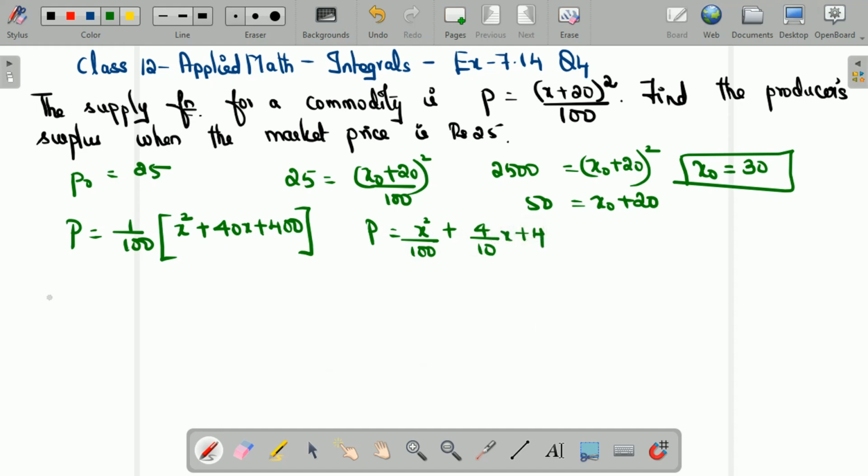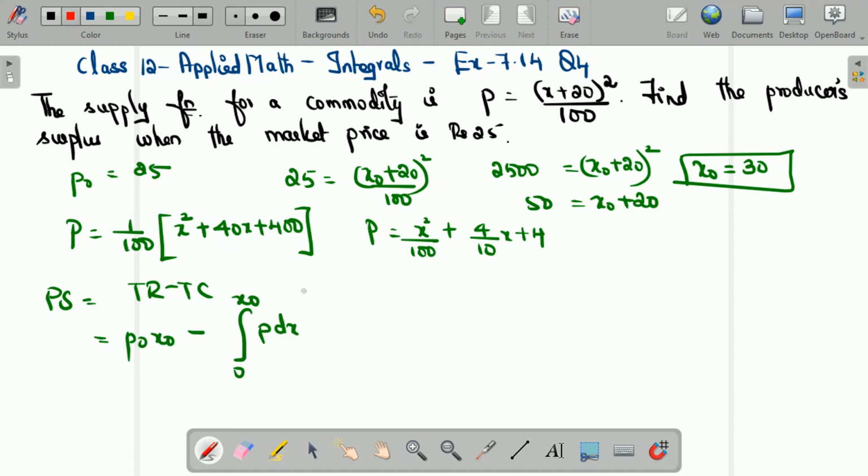Now let's compute what is the supply. So this is going to be the producer's surplus PS is going to be equal to TR minus TC. Which is nothing but P naught X naught, that is the total revenue, minus this one, integral 0 to X naught P dx. So let's substitute these values.